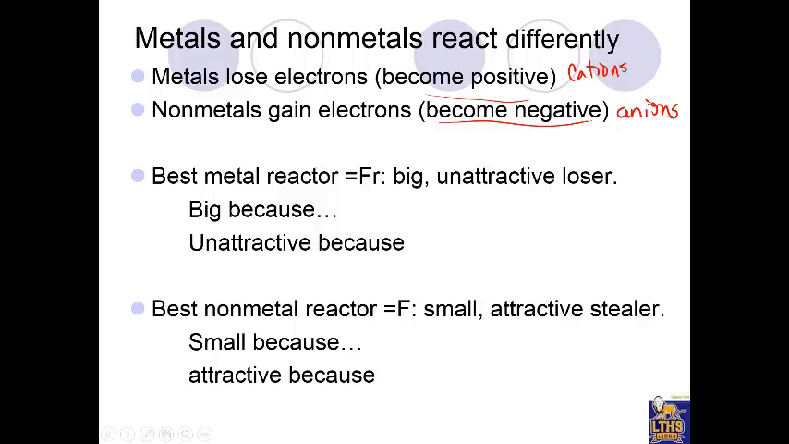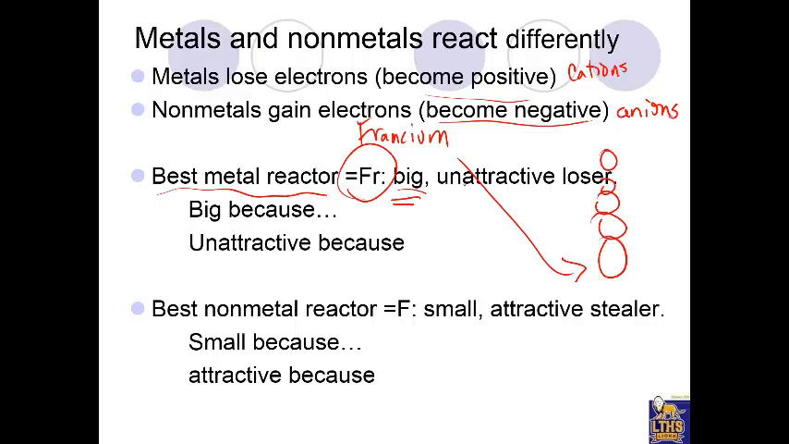All right, so what are going to be the best reactors? Well, it depends if you're a metal or a nonmetal. The best metal reactor is francium. Find it on the periodic table, francium. Why? Because it's a big, unattractive loser. By big, I mean it's a big atom. It's at the bottom of its row. Francium is way down there. Unattractive because it's one of the big atoms for its row, so it can't attract electrons to itself. So loser, it's going to lose its outer electrons pretty easily.